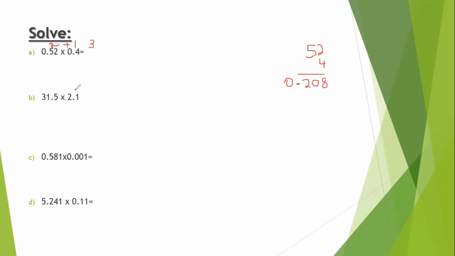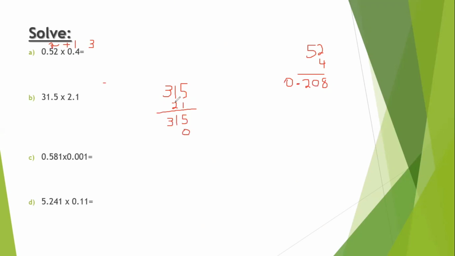B. 31.5 times 2.1. Ignore the decimal point. It will be 315 times 21. This is a whole number times a whole number. Let's multiply. First, start with 1. 315 times 1, any number times 1 will be the same number. Now, let's put 0. Why?